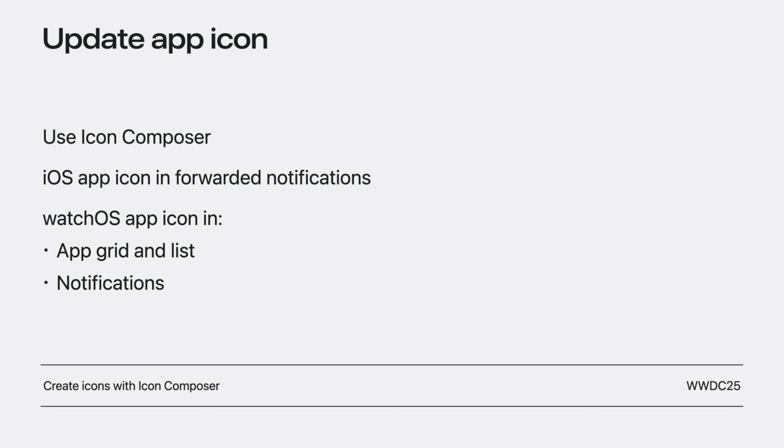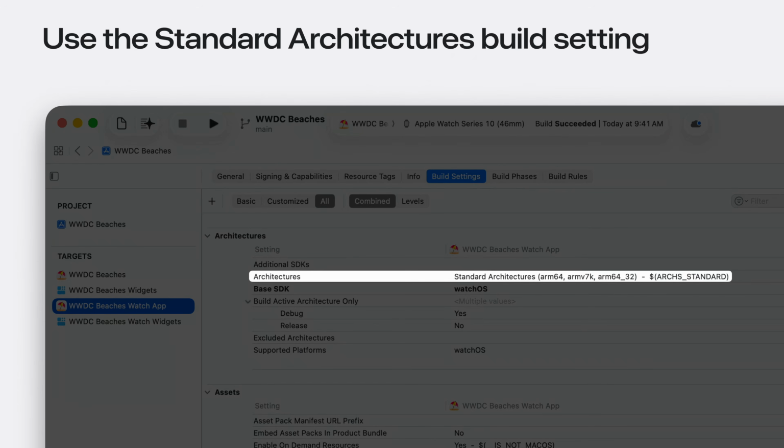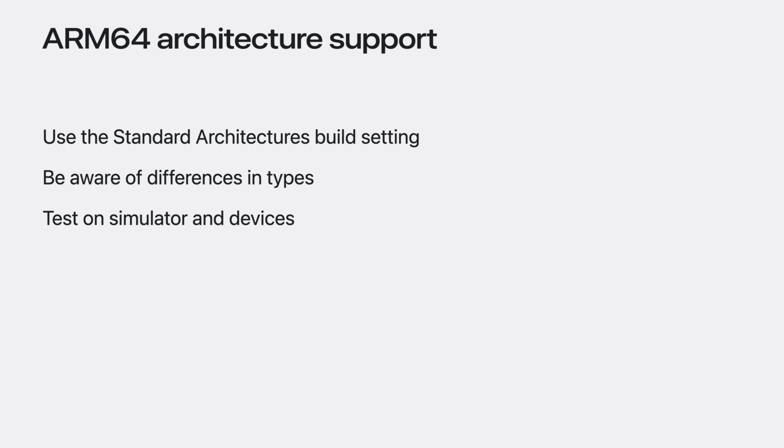In addition to the new design system, watchOS supports a new system architecture. Apple Watch Series 9 and later and Apple Watch Ultra 2 now use the ARM64 architecture on watchOS 26. In Xcode, use the standard architectures build setting on your Apple Watch targets. This configures your targets to build for all Apple Watch architectures. Be aware of the differences in types on ARM64, particularly when using float, int, and when doing pointer-based math. And make sure to test both on the simulator and on devices.